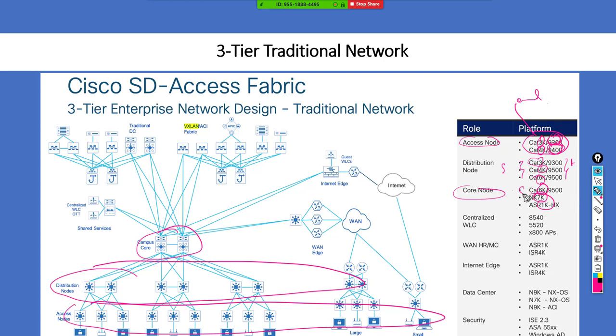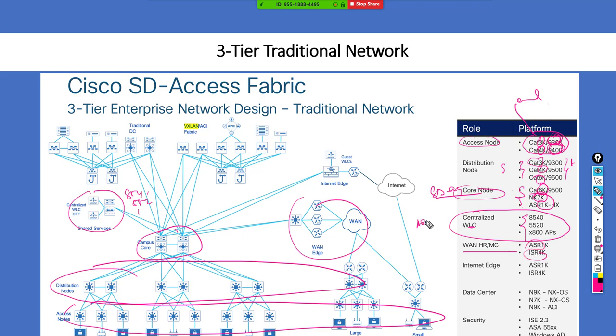For a core node, we are making use of 6K, 7K and ASR 1K. I will show you this in the next slide in the case of SD access. For a centralized wireless LAN controller, somewhere here, we are making use of controllers like 8540, 5520 or 9800. For WAN, we are making use of ASR and ISR. ASR represents Aggregation Services Router and ISR Integrated Services Router. I have not covered different switch models and router models yet; from a beginner point of view, I will do it in the next class, and then you will understand what I'm talking about.